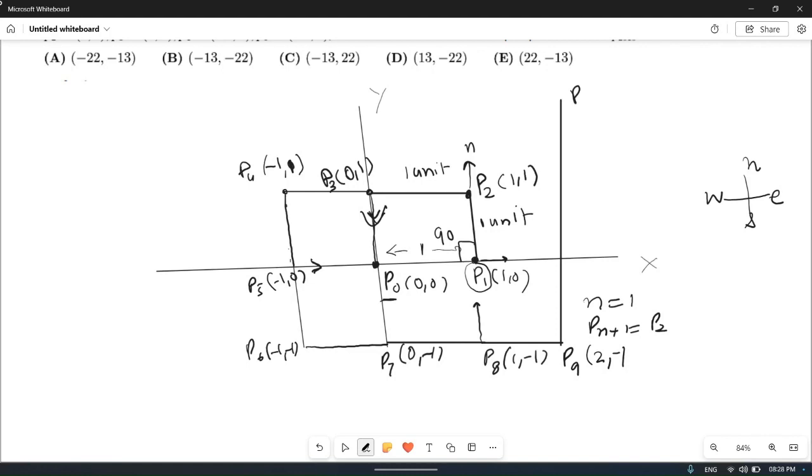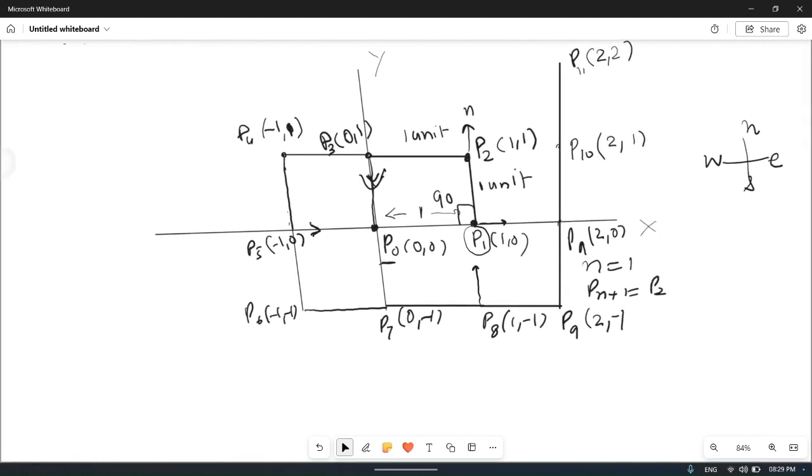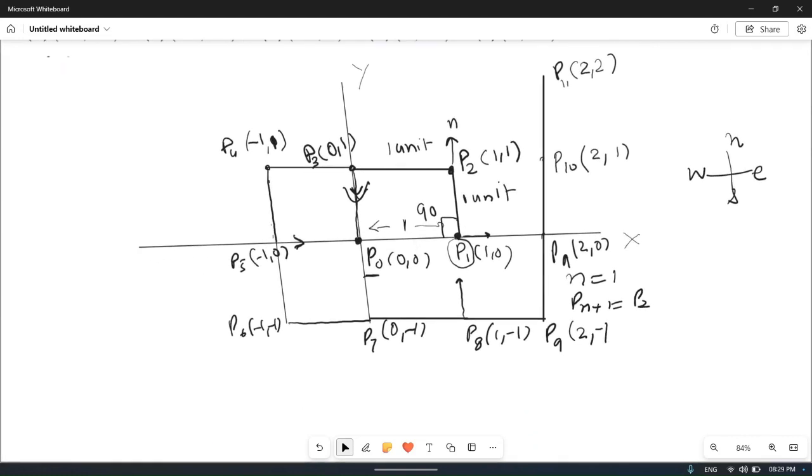It will reach P10. This is (2, 0). P11, (2, 1). P12, (2, 2). Now we need to find where my point would be when we have P2015.